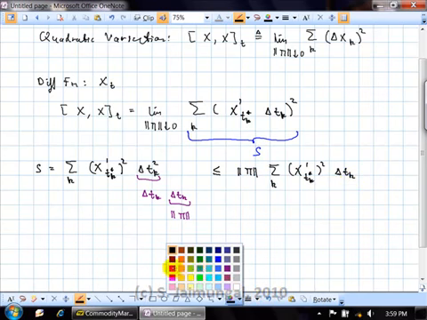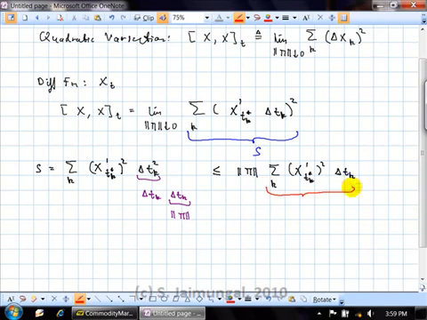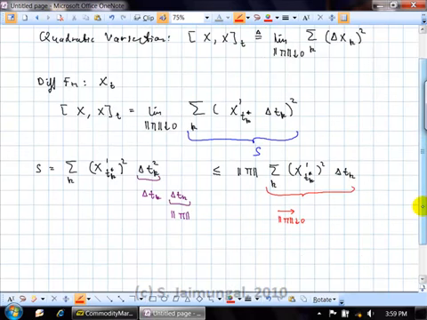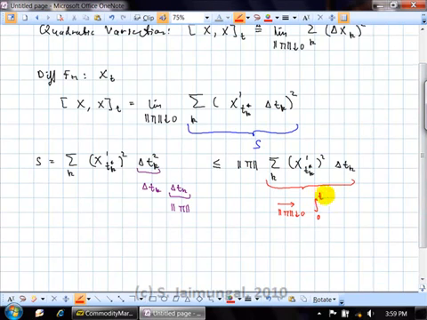Okay, great. So now, what about this sum? What's it going to converge to? Again, that has the form of a Riemann integral, doesn't it? It's some function evaluated at the midpoint of a partition times the width of the partition. So it's exactly the same picture here, except the heights are now x prime squared. So this is going to converge to the integral from 0 to t of xs prime squared ds.